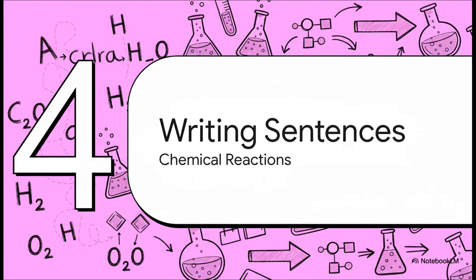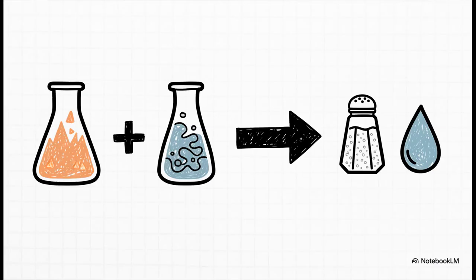Okay, we have our letters, we know how to build words. Now for the fun part, writing full sentences. In chemistry, our sentences are called equations, and they tell the story of a chemical reaction, what you start with and what you create. So let's start with a story told in plain English.